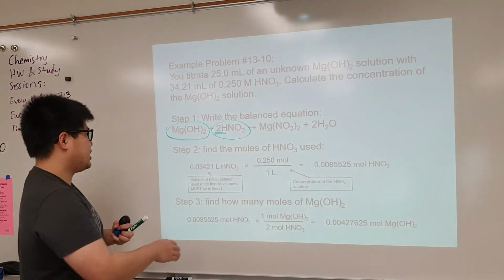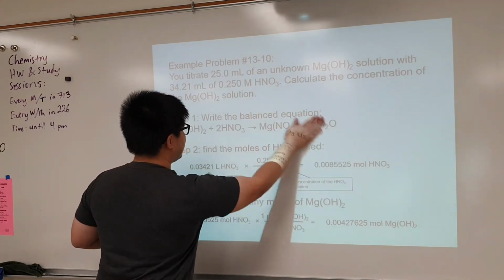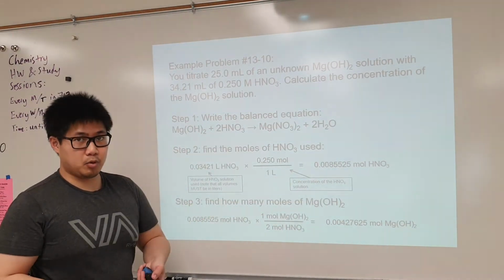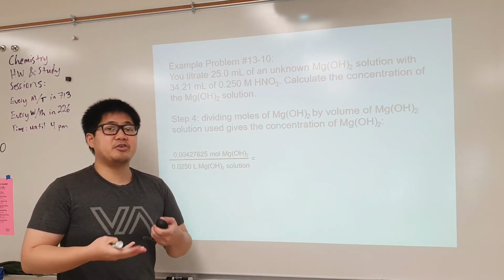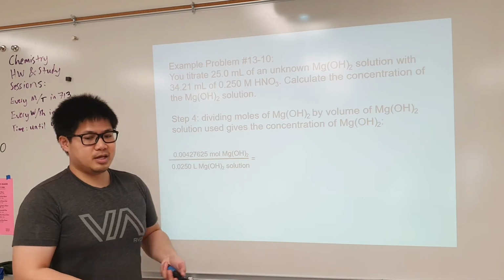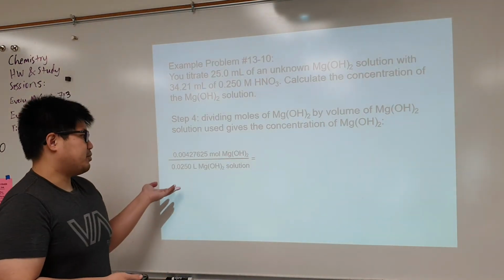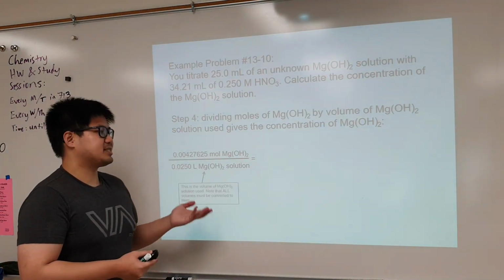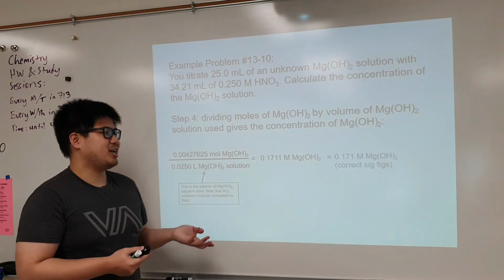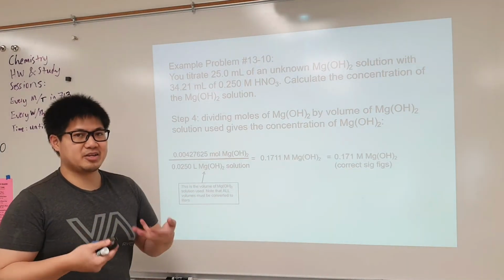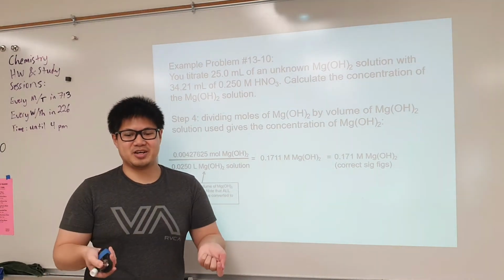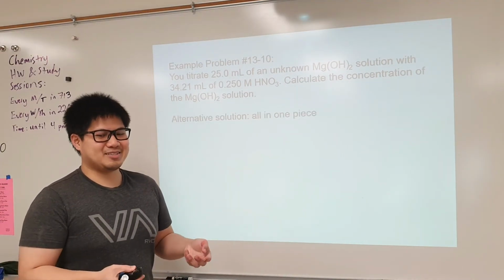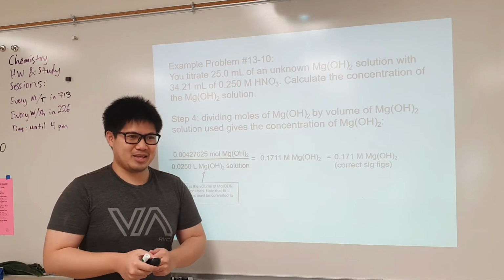And then the last step is, just like what we did before, use that mole value of magnesium hydroxide and divide it by the volume that you have used. Moles over liter gives you a value of concentration. Then you check for sig figs, you find out you need 3 sig figs, it's 0.171 molar magnesium hydroxide, and then you box your answer and say, I did it, I'm good to go.